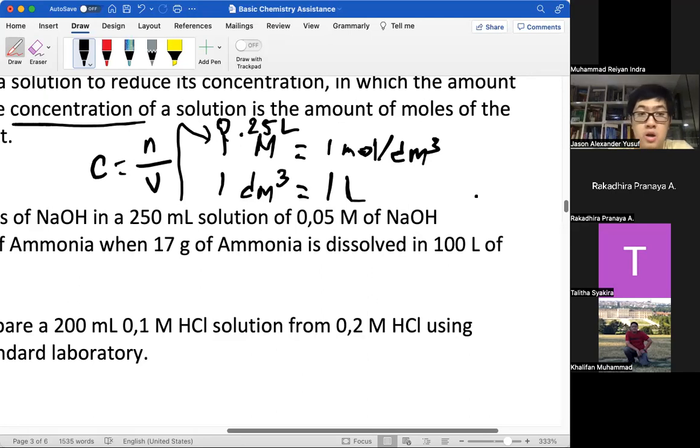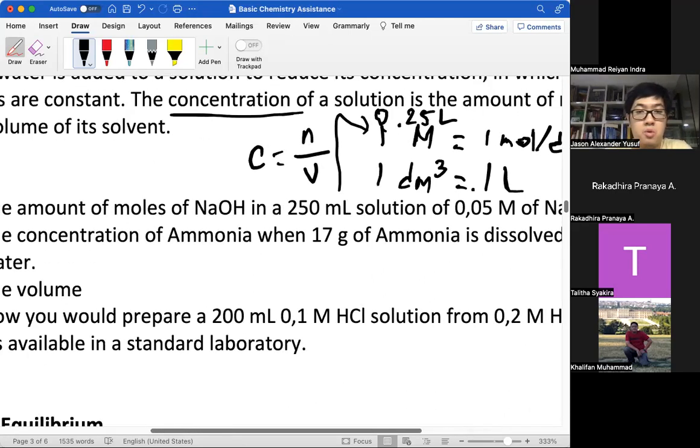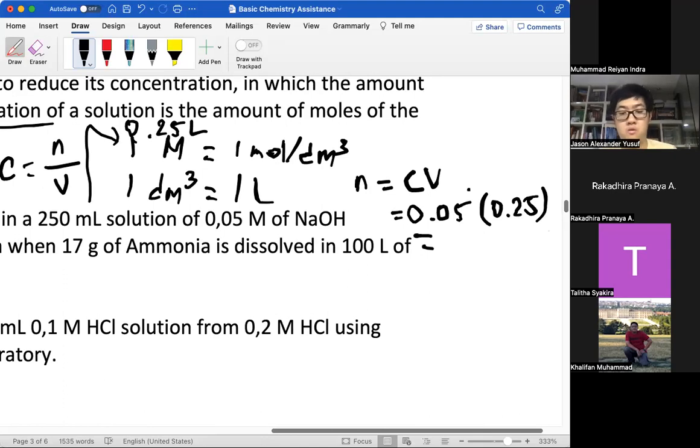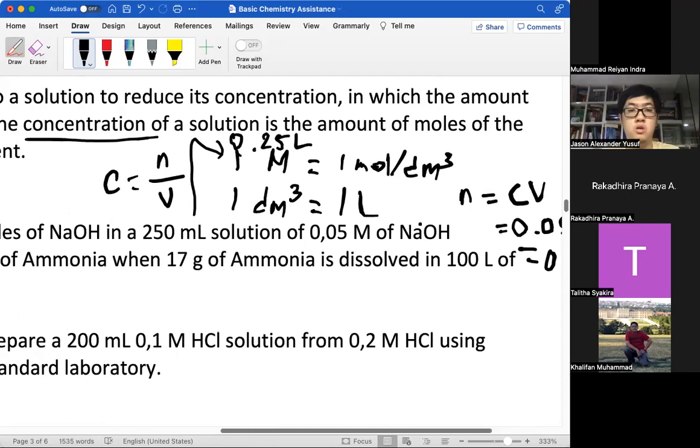Okay. And now for the amount of moles, we're going to use this formula, which is n equals CV. For the concentration, we are told that it's 0.05. And for the volume, we are told it's 0.25 liters or 250 mL. And we get a value of 0.0125 moles. And so that's how we do the first problem.